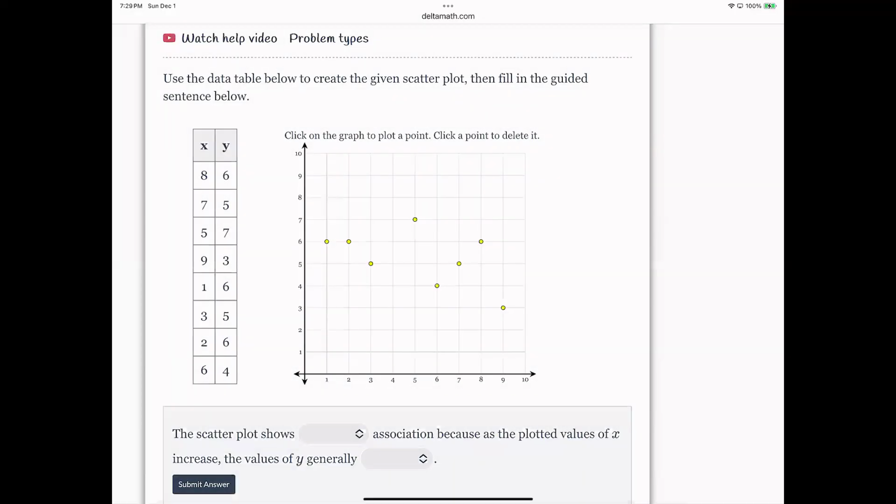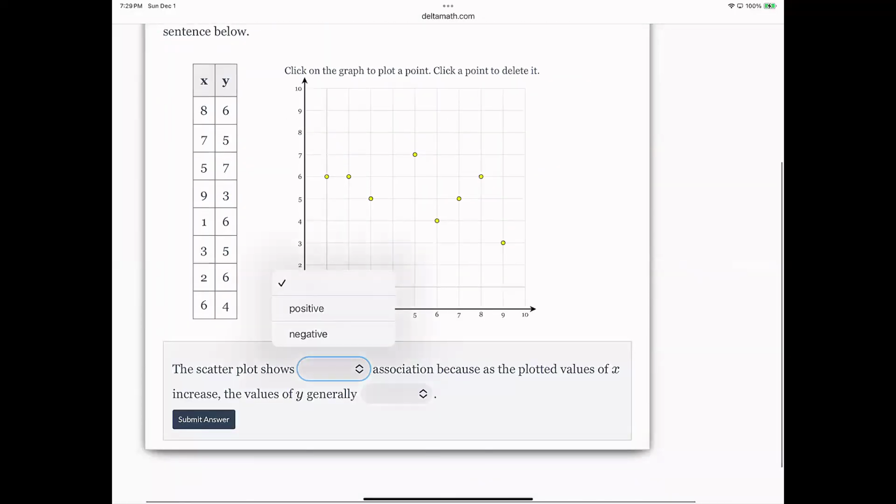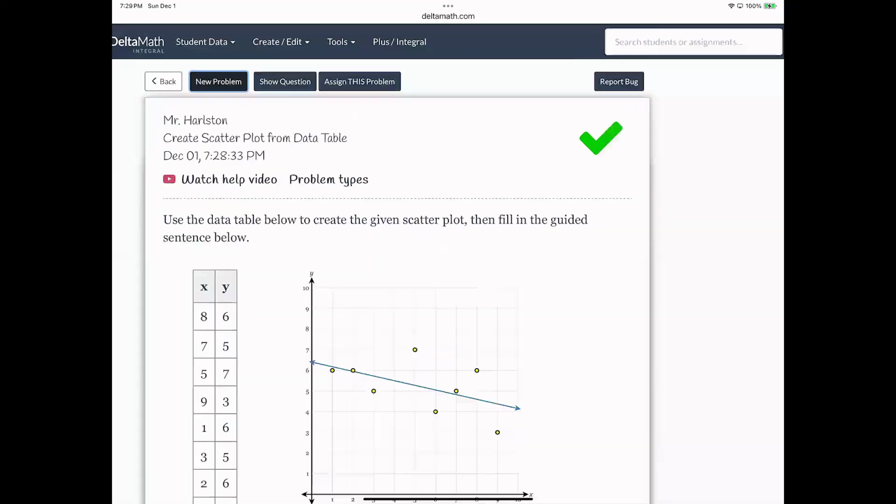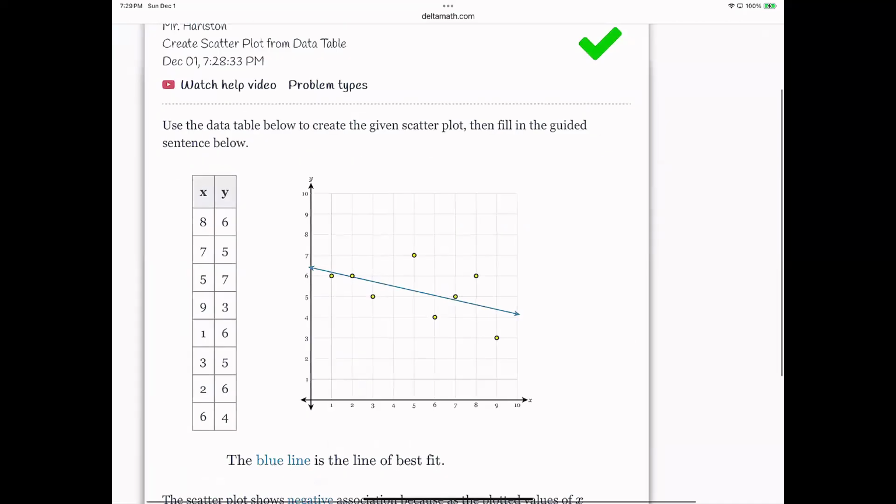So once you get those plotted, you're going to say this is a negative slope. And as the x increases, the y decreases, because they are going in the opposite direction. That's all you're doing, okay? If you can see, they drew a line, it had a negative slope. That's all you're doing for those questions.